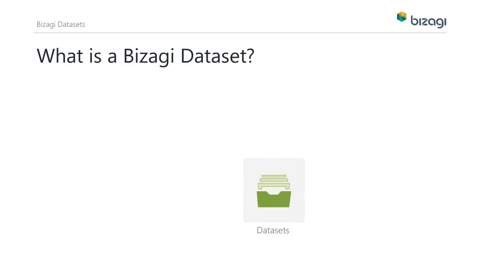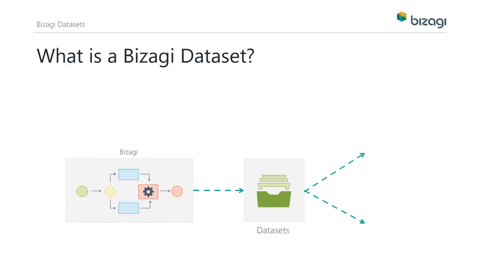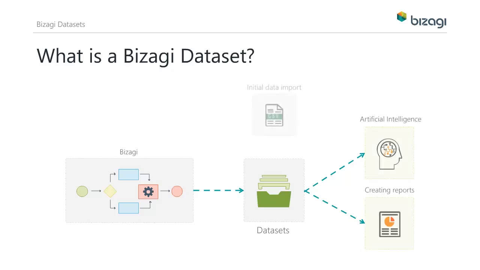Datasets is an application which allows you to expose and save your Bizagi processes information in the cloud so that you can use it for specific purposes, that is, creating reports with third-party tools or for AI analysis. You can feed this dataset with data from the execution of your processes.